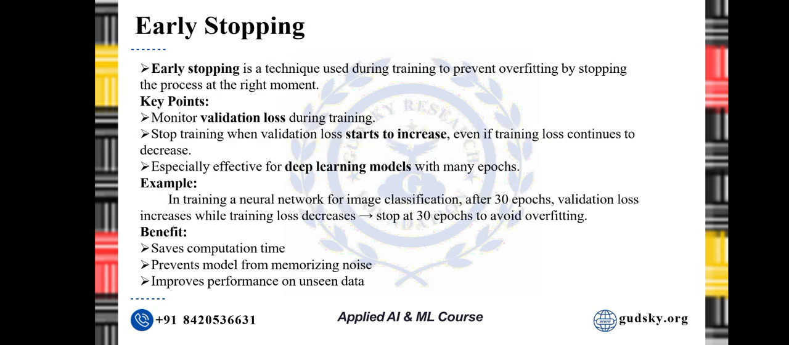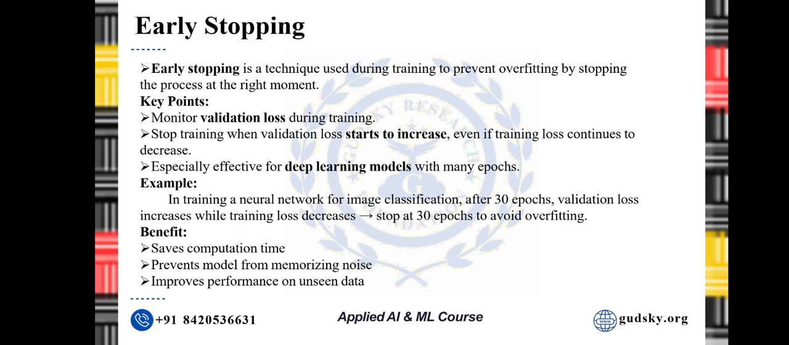And early stopping. Now let's look at another simple yet powerful technique, that is early stopping. In deep learning, we often train models for many epochs. At first, both training and validation errors go down, but after a point, the model starts overfitting. So, validation error rises even as training error drops. Early stopping solves this by monitoring validation loss during training. When the validation loss starts increasing, you stop the training right there, even if training loss keeps decreasing.